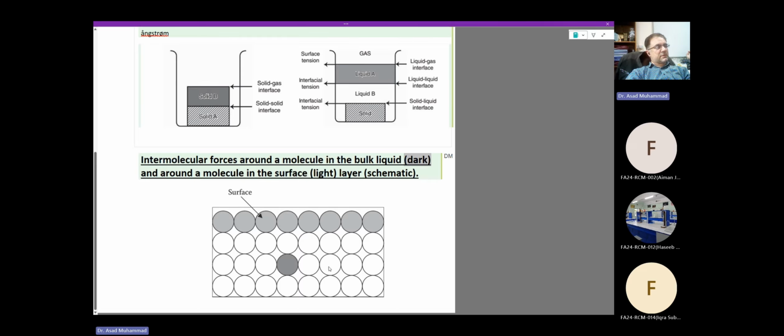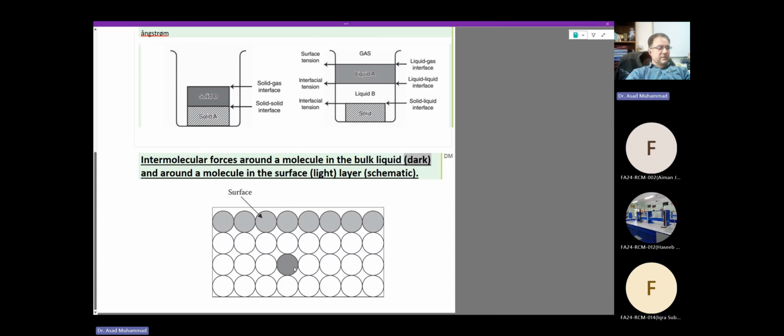Now we have this sort of cartoon, and we have white circles, and then we have a dark gray circle and a light gray circle. The light gray circles are for showing the surface. The white circles are showing the bulk molecules, and the dark gray one is a bulk molecule which is equally surrounded by white circles.